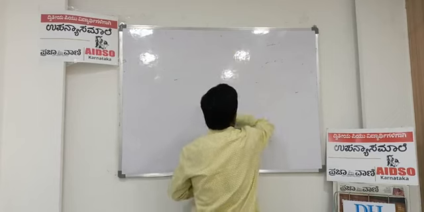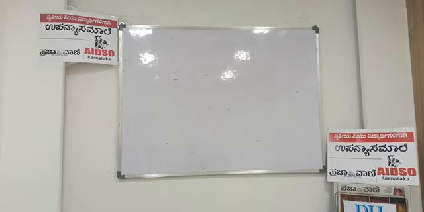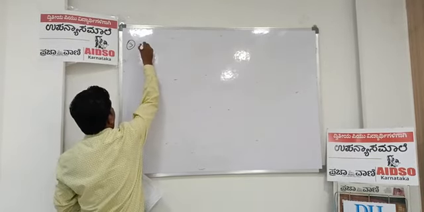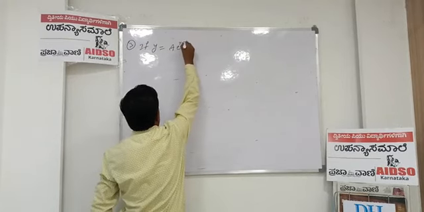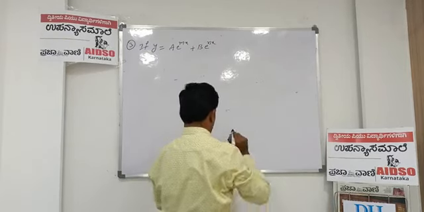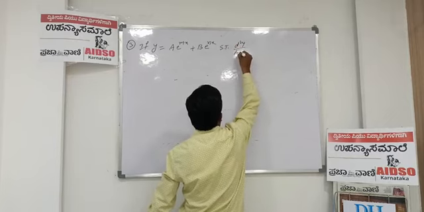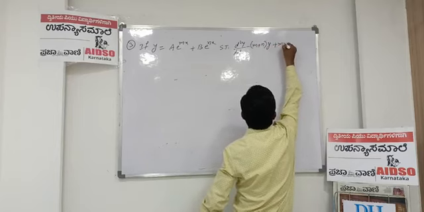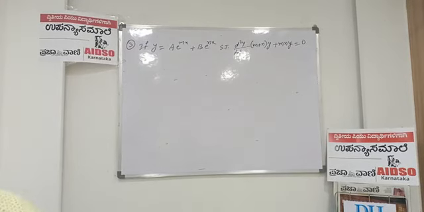Given the condition to prove, if y is equals to a into e to the power mx plus b into e to the power nx, then show that d square y by dx square minus (m plus n) dy by dx plus mny is equals to 0.